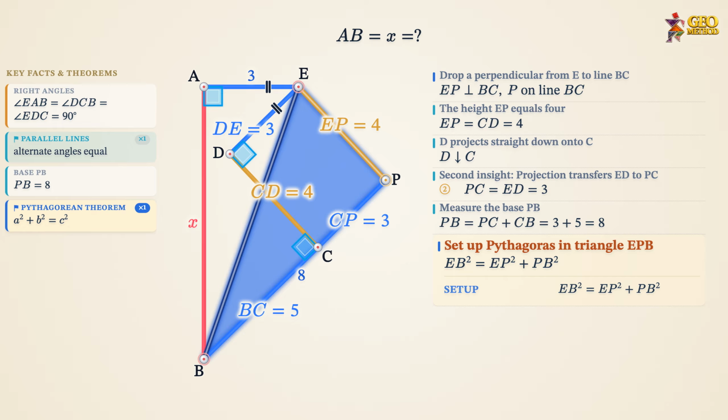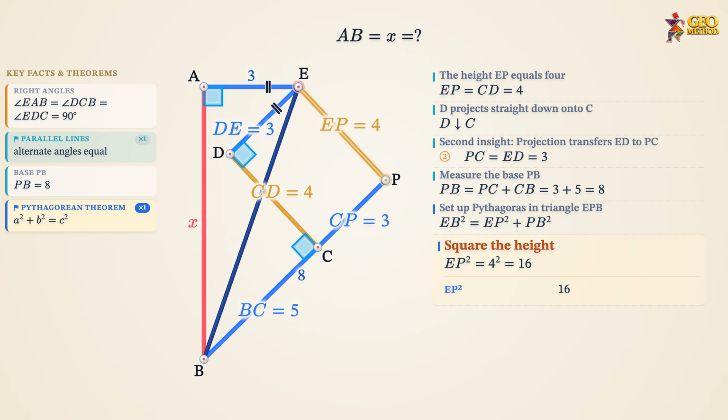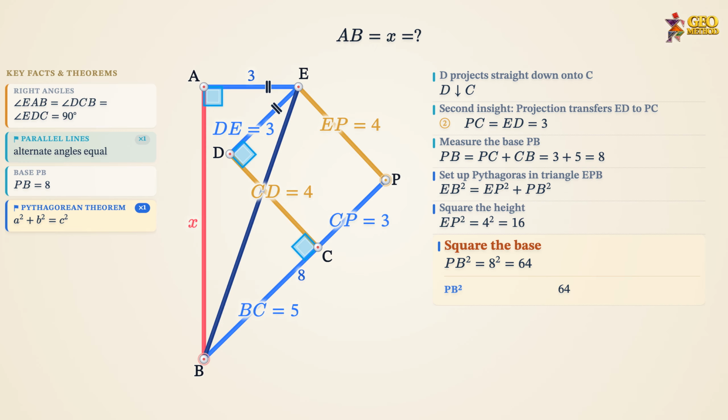Now we fill in the two legs. Square the height first. Segment EP is 4, and 4 squared is 16. Now square the base. Segment PB is 8, and 8 squared is 64.